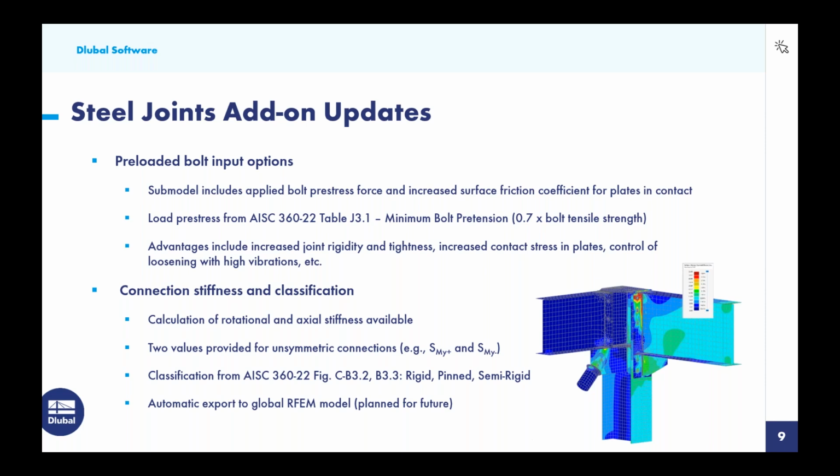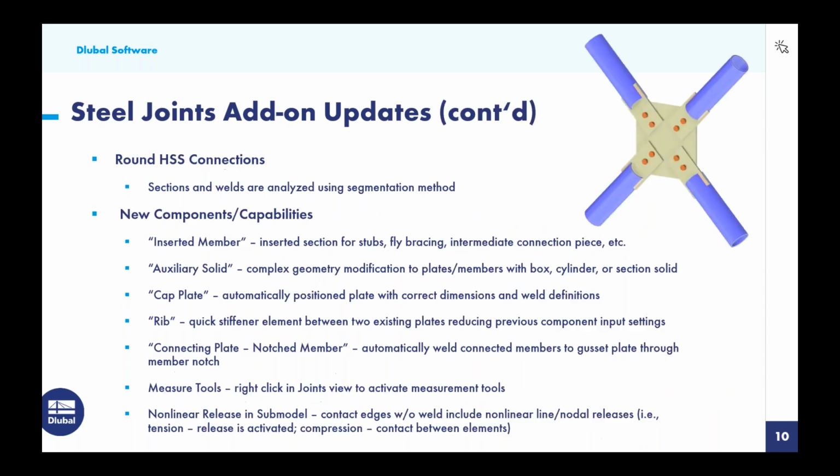The further classification for rigid, pinned, or semi-rigid comes directly from the AISC, figure C-B3.2 and B3.3. So we see that given to us in table format in the results as well. Now it is planned for the future to automatically export back out these stiffnesses to the global model in RFEM, which again are going to affect our member design with the internal forces. For now, we can manually consider that, which I'll show you at the end of our example today.